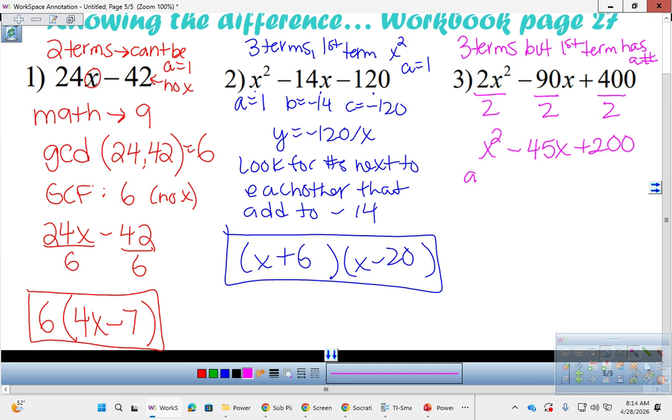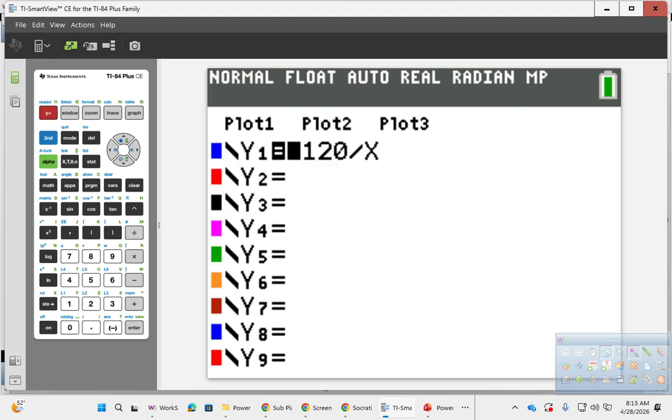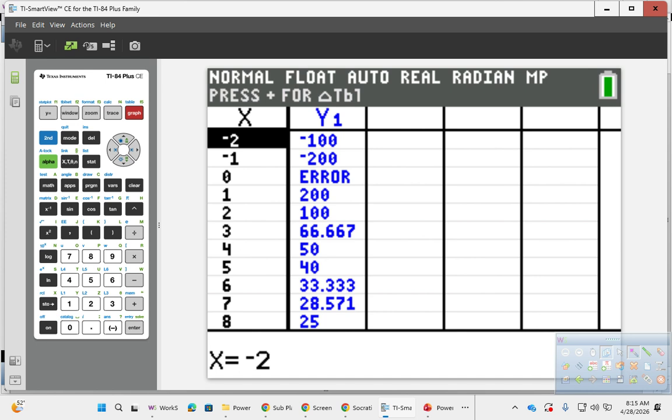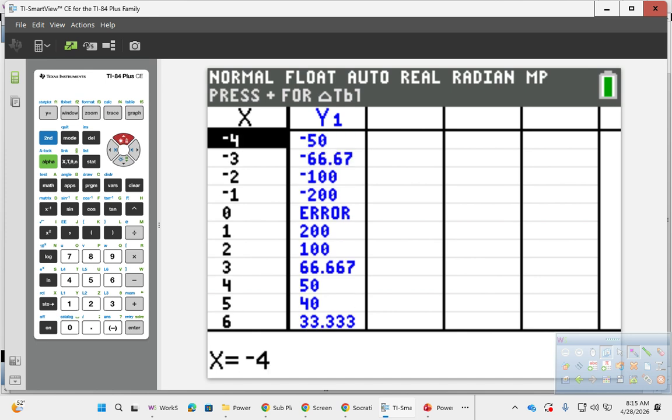Now, a equals 1, b equals negative 45, and c equals 200. So I can do 200 divided by x, and I'm looking for those numbers to go in my blanks. I want them to add to negative 45. So let's see what we've got. 200 divided by x. I want them to add to negative 45, so I'm going to go in this direction. Negative 5 and negative 40 add to negative 45.